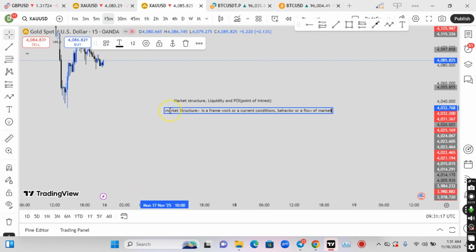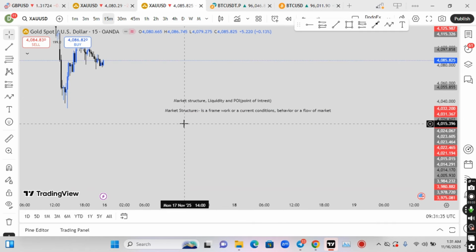It just simply means, let's say you're traveling somewhere, you'll be moving from one point to another. When you're moving from one point to another, you're not moving in a straight direction. You'll be going through several points before you reach your destination. So that's what market structure is all about.